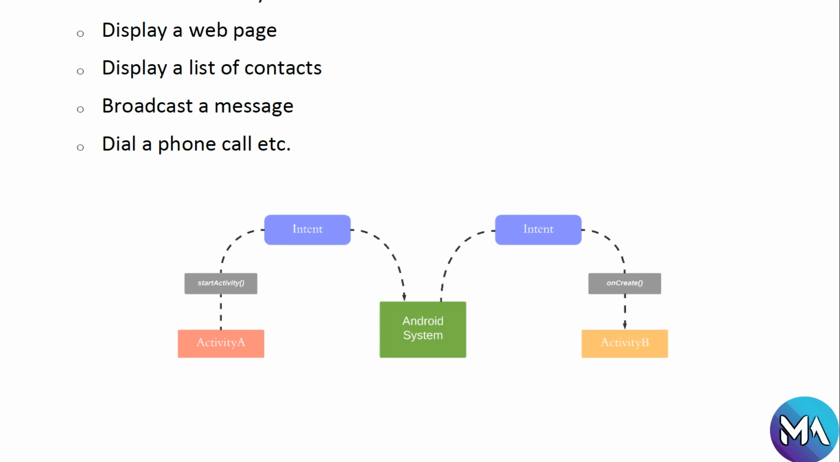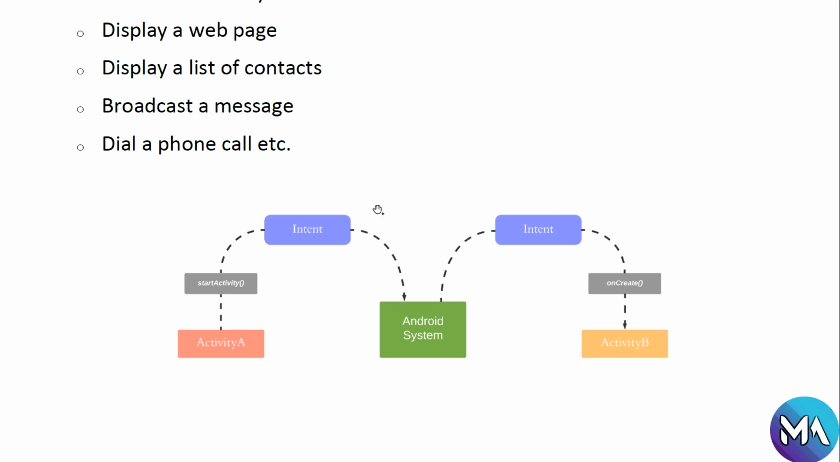So whenever you need an action to be done by clicking something, and you need to display an activity or start a service or download in the background, you need an intent. So displaying a list of contacts, dialing a phone, and broadcasting is done by intents.